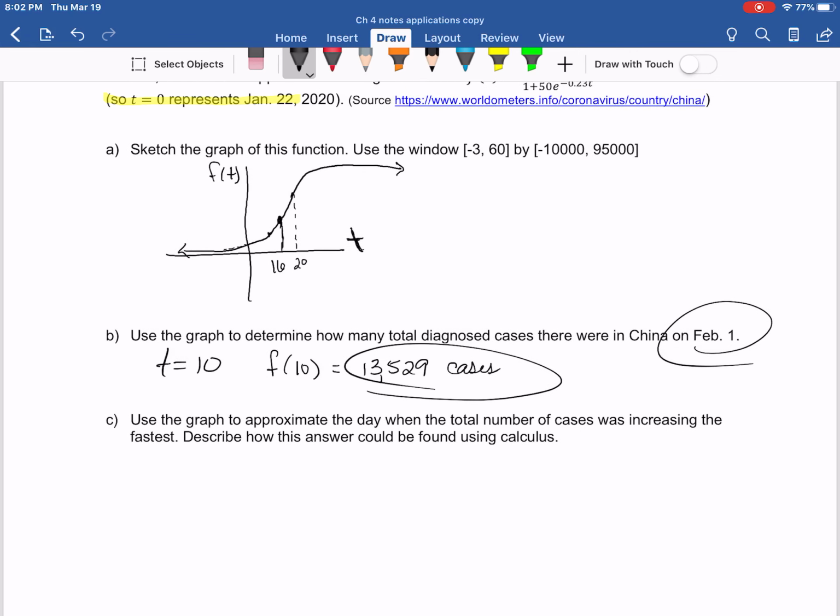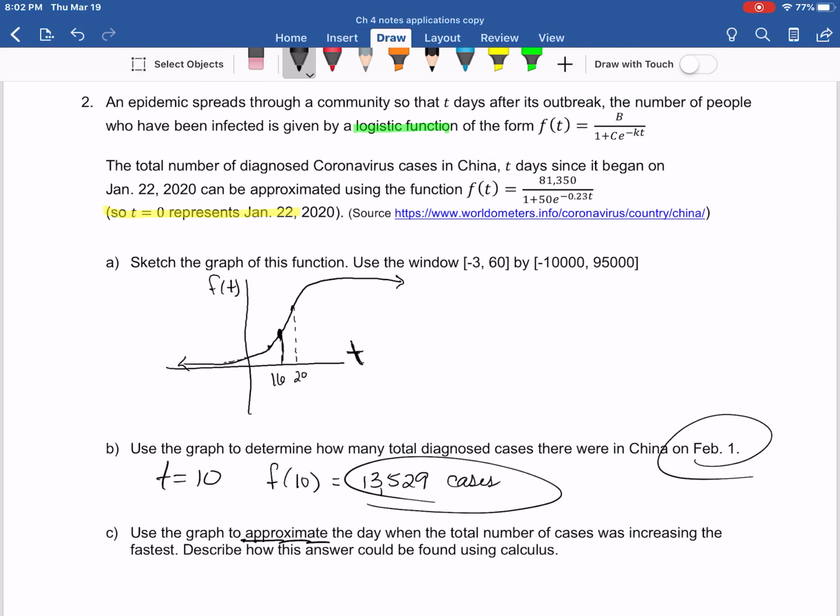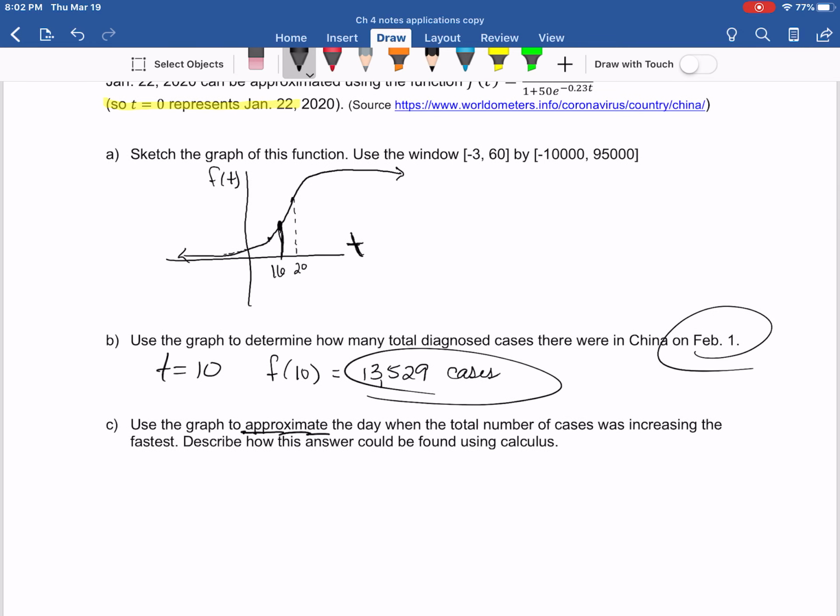Next, part C, use the graph to approximate the day when the total number of cases was increasing the fastest. Once again, you're asked to just find this approximation when the graph was going up at the quickest rate. Okay, so this graph is going up at the quickest rate right where I marked this point, 16. That is actually the inflection point. So what part C is asking you to find is the inflection point. The inflection point is this point of interest. It happens when t is about 16. That's an approximation based on what my graph showed on the calculator.